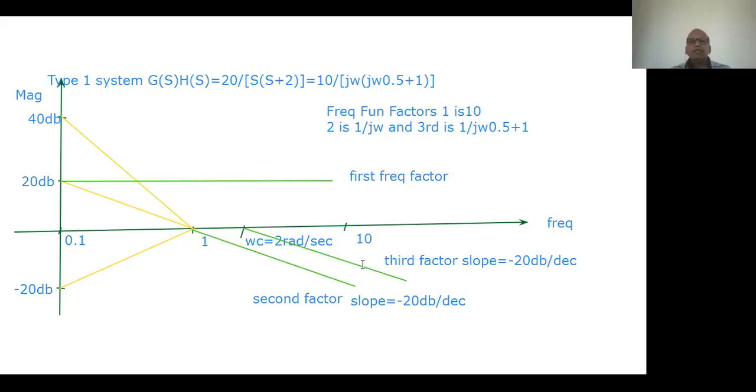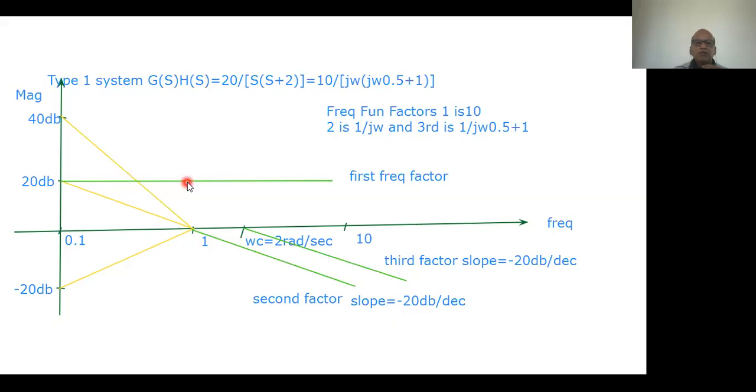Then draw the magnitude. You can draw the magnitude Bode plot, or asymptotic magnitude Bode plot, by adding all the frequency functions. Starting from the origin, the initial slope, that is the first factor, initial slope is equal to 0. If you see, the initial slope is equal to 0 degree.